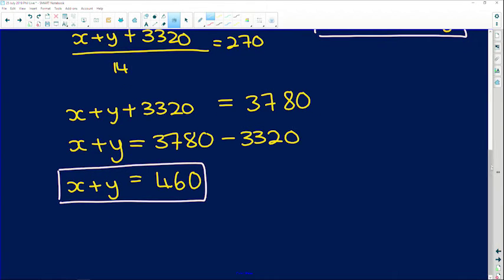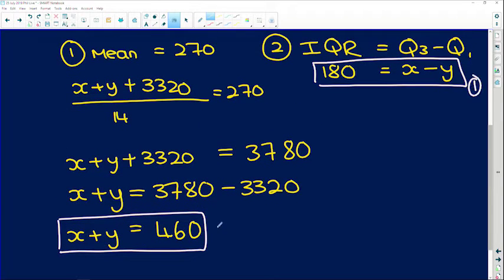Okay, so this was equation 1 up here. This is equation 2. Now, because we have x minus y and x plus y, it makes sense to try and express one of the equations in terms of one of the variables and then substitute it in. So for this equation, I'm going to write it in terms of x. So I'm going to say that x is equal to 180 plus y, because if we take the y to the other side, you add it.